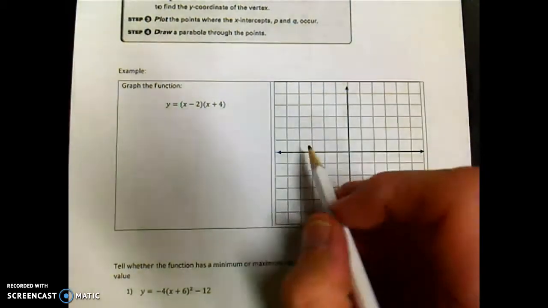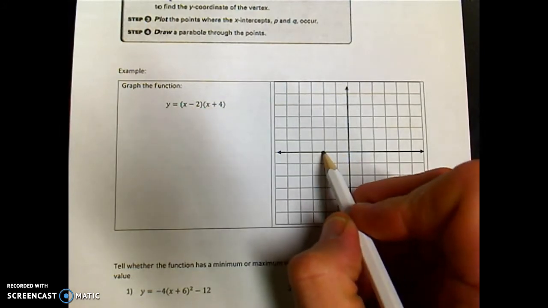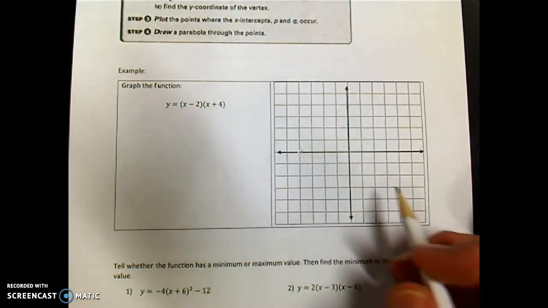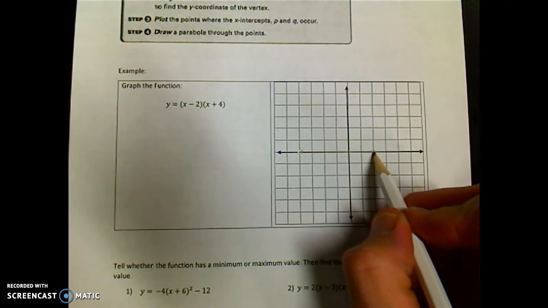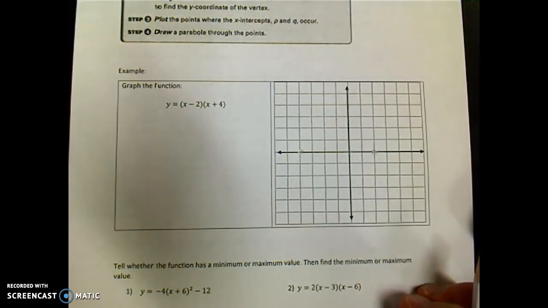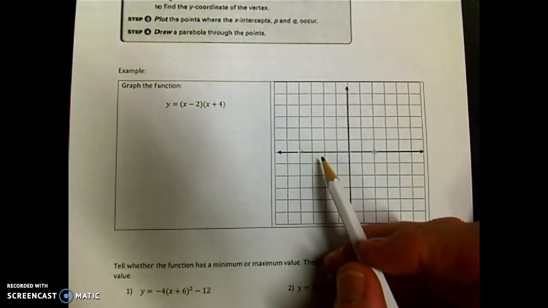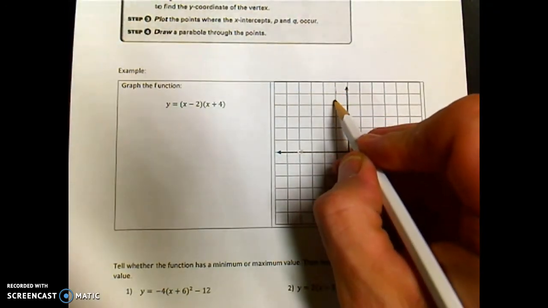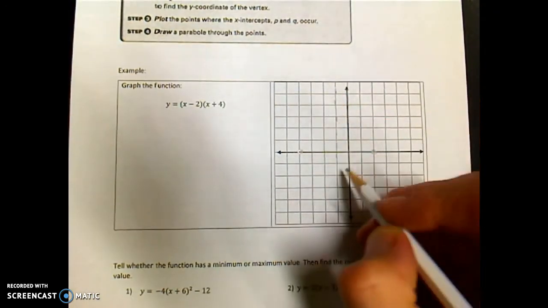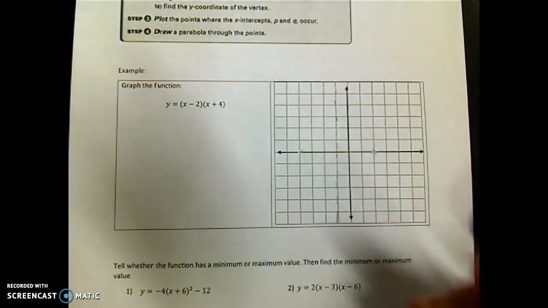I'm going to go out on a limb here. I'm going to say that this is telling me that there's a point on this graph at negative 4, 0, and a point on this graph at positive 2, 0. In addition, that tells me that my axis of symmetry is going to live at x equals negative 1.